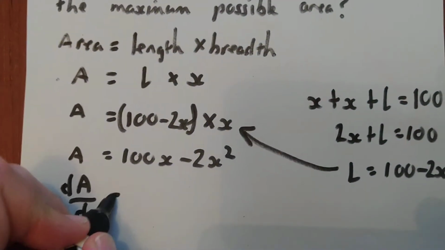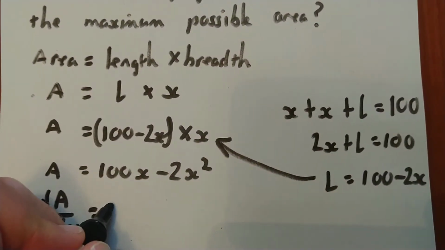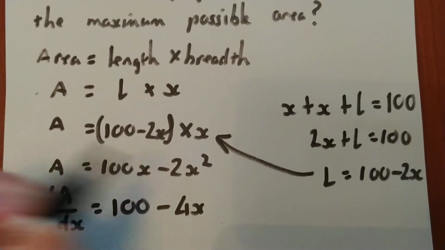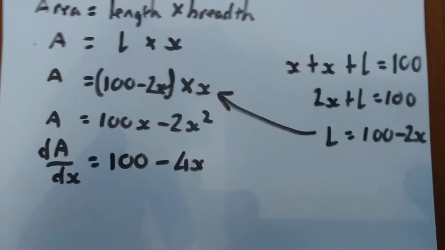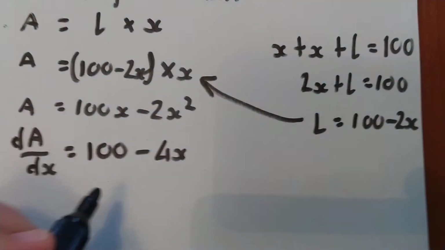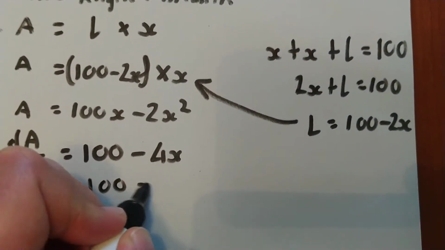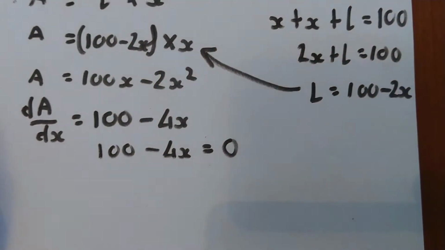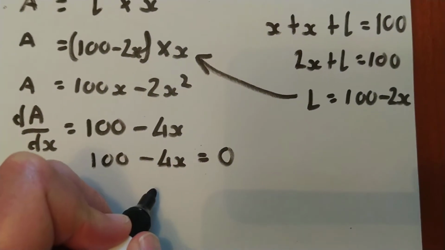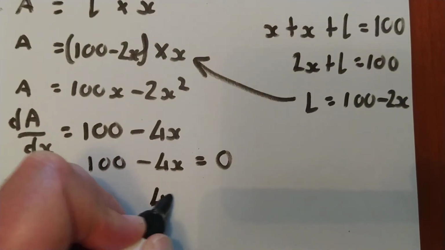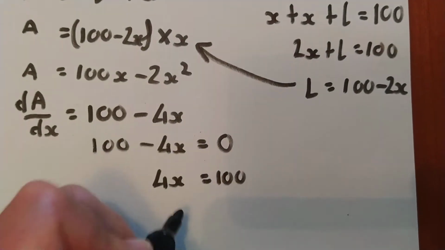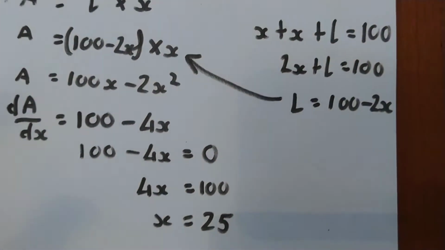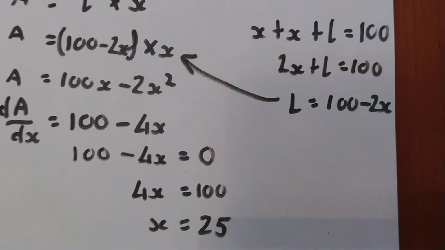Same thing, really, because that's the letters the question's using. But my derivative is 100, take away 4x. Remember, make sure you score the mark for stating that you're setting it equal to 0 for a stationary point. And I'll solve that. So it looked like there's one stationary point when x is 25.